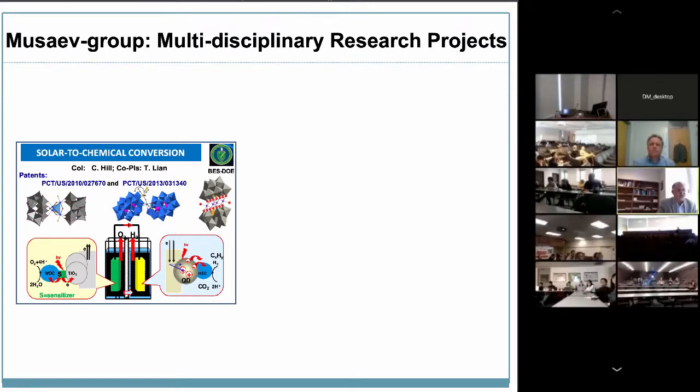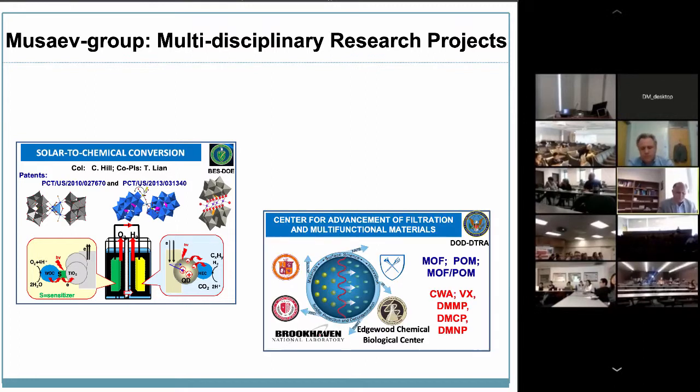One of these projects, which we are working on collaboratively with my colleagues Craig Hill and Tim Lian, relates to solar to chemical conversion. Here we intend to design a new nano device as well as a water oxidation catalyst to split water and produce H2, or to reduce CO2 to carbon-based fuels.